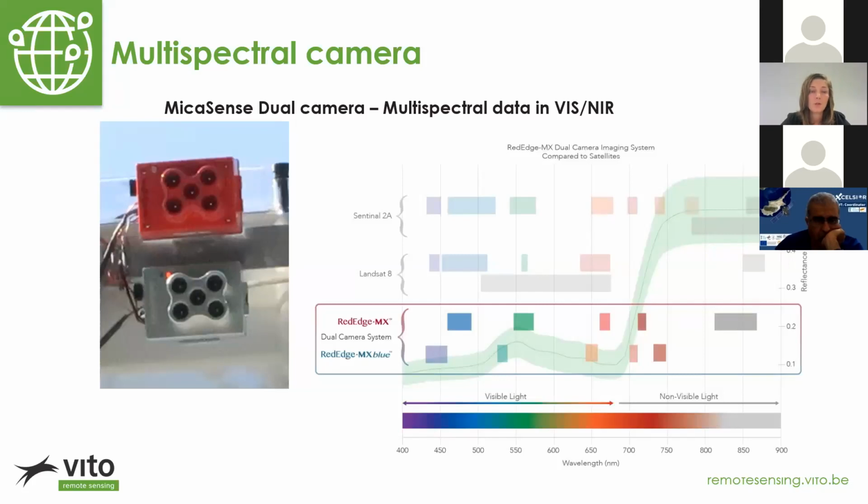This is some more information on the cameras that we've been using. This is the multispectral camera. It's a combination of 2 cameras: a MicaSense RedEdge camera and a MicaSense RedEdge Blue. At the right-hand side, you see the exact position of the different spectral bands. In total, we have about 10. What is very interesting is that it's very similar to the band set of Sentinel-2A, which makes it interesting in the end to also resample to Sentinel-2.